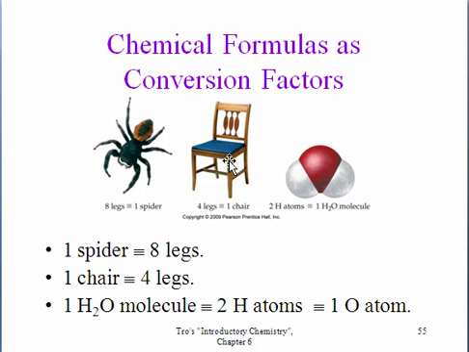If we're talking about a chair, we're talking about 4 legs. And if we're talking about a water molecule, we have 2 hydrogen atoms. Just like the chair and the spider, molecules have specific ratios of the things that make them up. So 1 spider is equivalent to 8 legs, 1 chair is equivalent to 4 legs, 1 water molecule is equivalent to 2 hydrogen atoms and 1 oxygen atom.